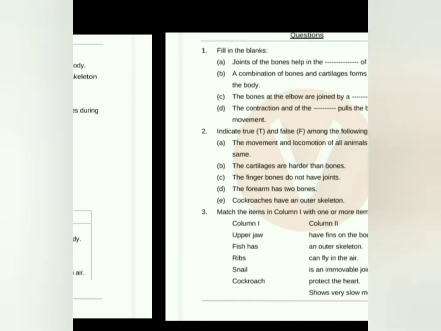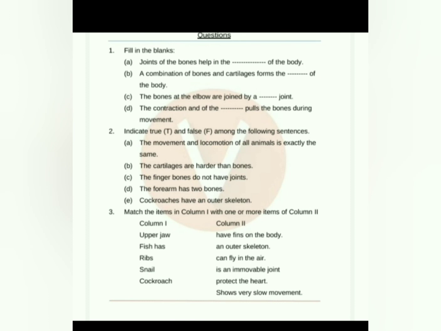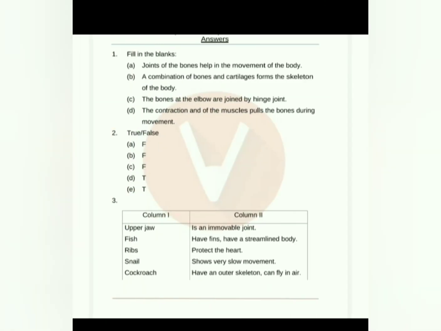Next, see the third question. In second one, C. The finger bones do not have joints. The smallest bones of the finger we call carpals. In carpals we saw bones joined together. But here the statement given is, the finger bones do not have joints. What is the answer? Answer is false because fingers have joints.